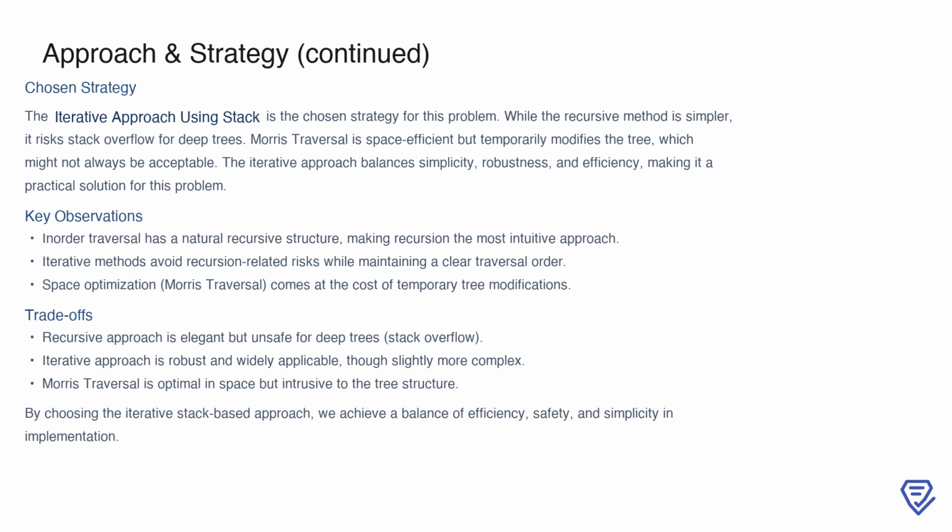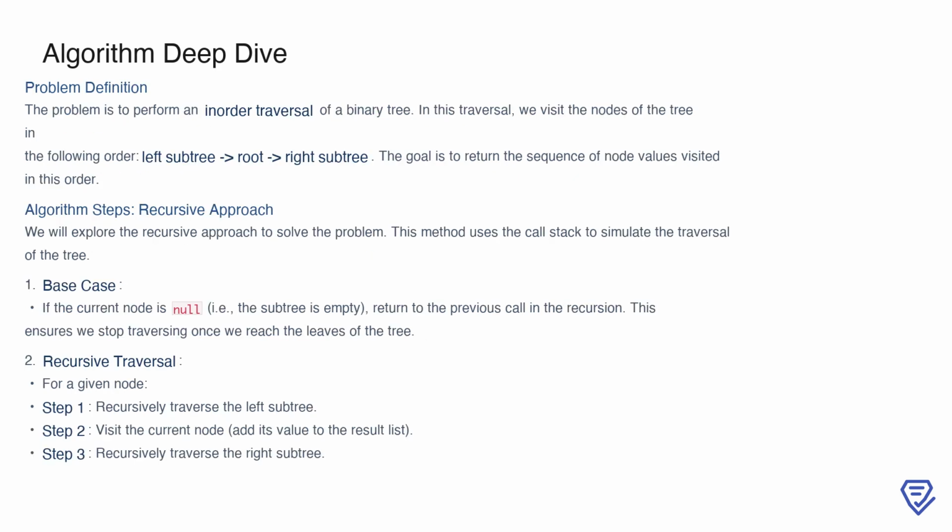Key observations include the fact that recursion aligns naturally with the inorder traversal structure, while iterative methods provide a safer alternative to recursion. Morris traversal, despite its optimal space usage, introduces an intrusive step of modifying the tree. By selecting the iterative stack-based approach, we achieve a combination of efficiency, reliability, and simplicity, making it an effective solution for this problem.